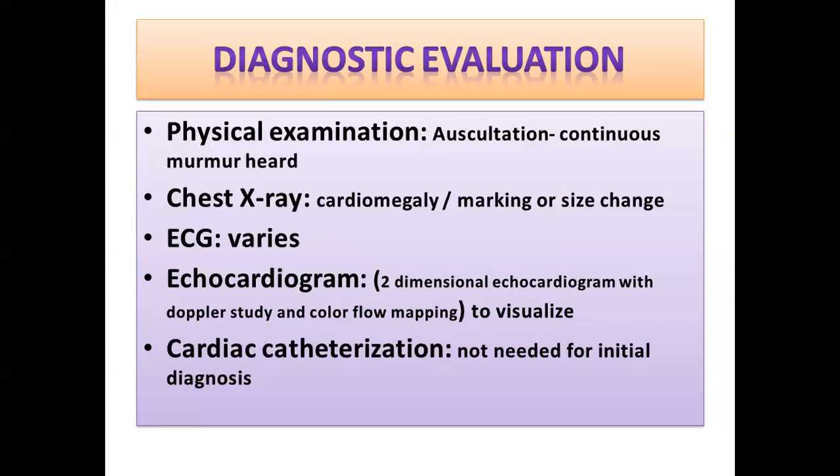The next is echocardiogram, a two-dimensional echocardiogram with a Doppler study and color flow mapping. This will help us to visualize clearly where the problem is present, exactly what the size of it is, and exactly what layers or chambers are involved. We can clearly identify it.